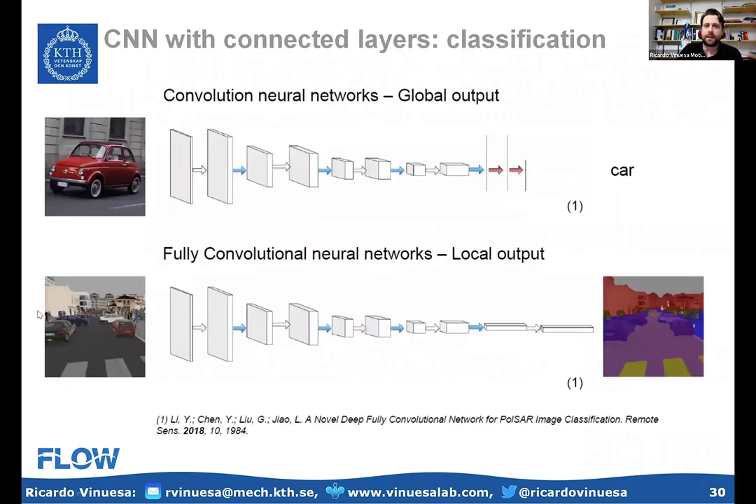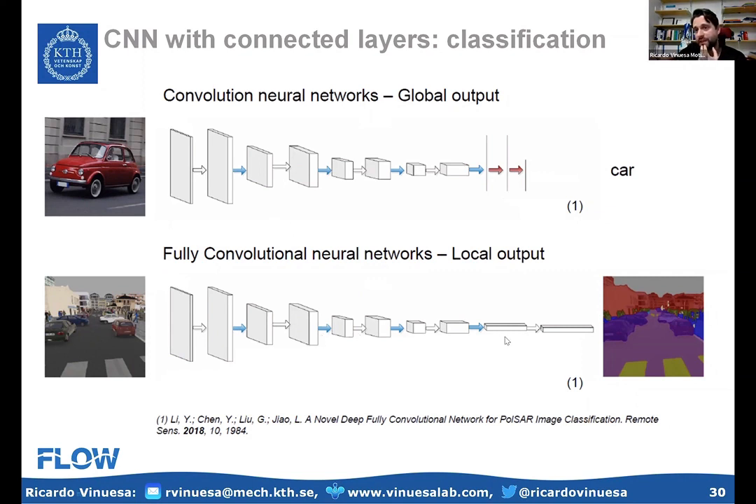Now, we can use CNNs in different ways. Of course, if we want to have a global output, which could be a classification problem, and we have this image and we want to label it as a car, then we will have a fully connected layer at the end. In our case, we don't want a fully connected layer at the end. We want a local output. So we want to see, for each of the points of the input, what would be the point of the output. And with this, we have a fully convolutional network.